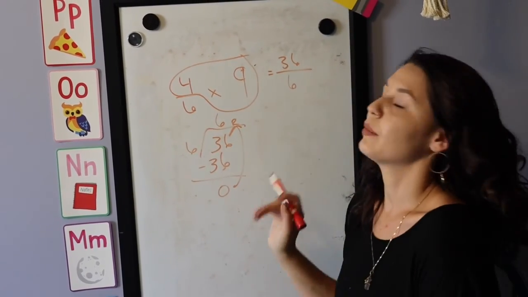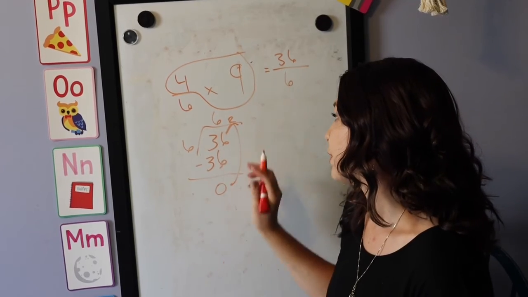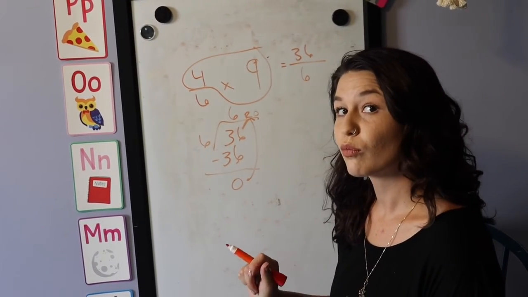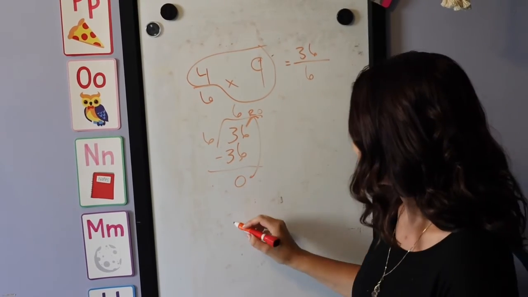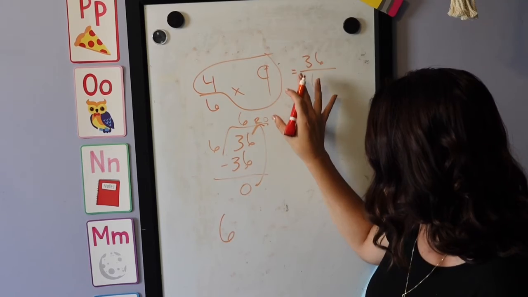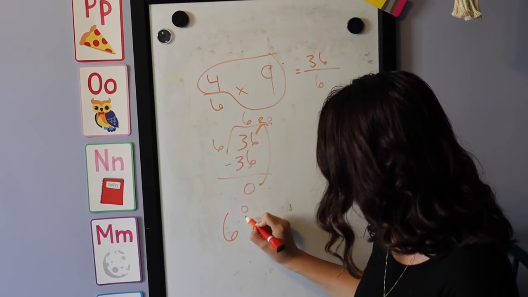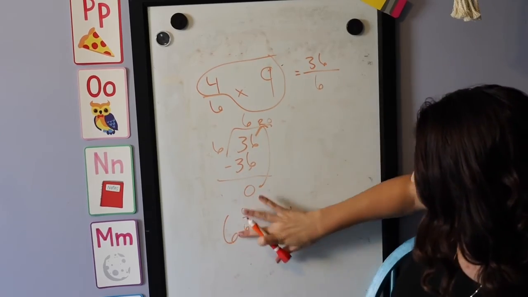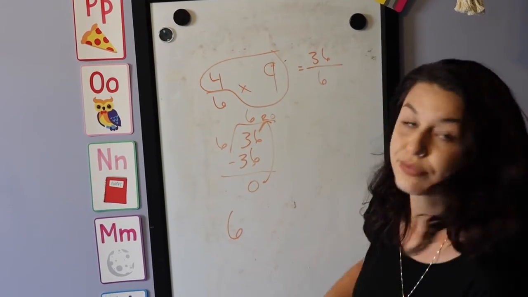So what does our new fraction become if our remainder is 0? So you can either just write it as 6, or if it makes you remember the process, you can do 0 over the same denominator, 6. Or you can just keep it as a whole number, okay?